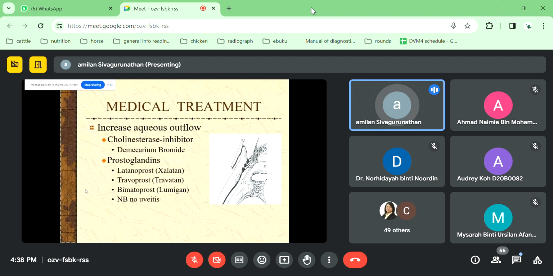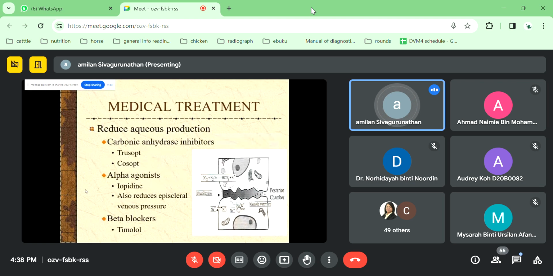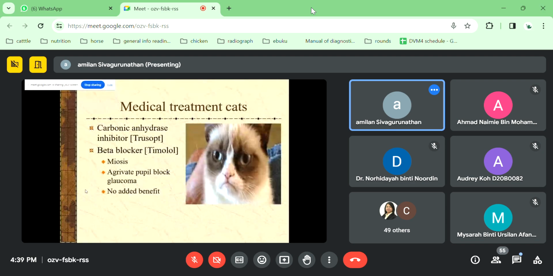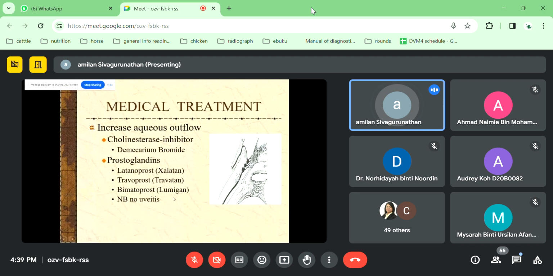For other pathways available, if the first method of drugs don't work, then we have alternative drugs to alter the flow of fluid out of the eye, including cholinesterase inhibitors and prostaglandins. These drugs, prostaglandins, you can't use them when there's bleeding or active inflammation. It will aggravate the uveitis.